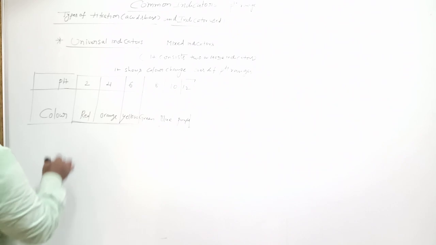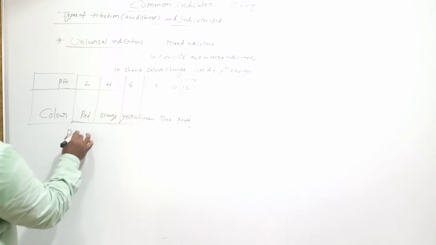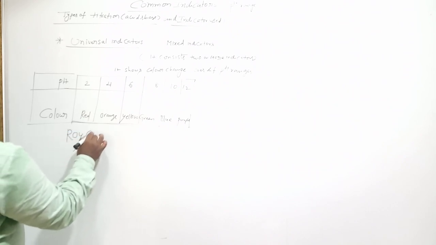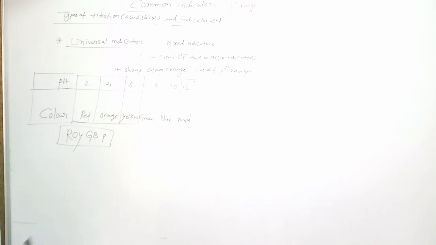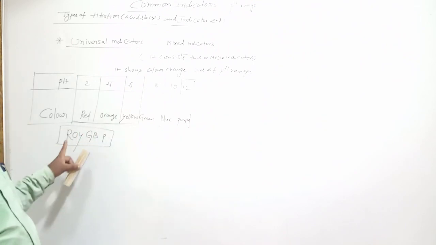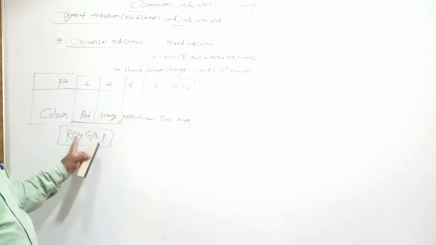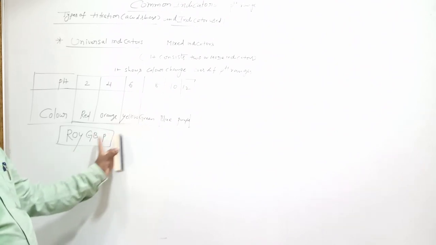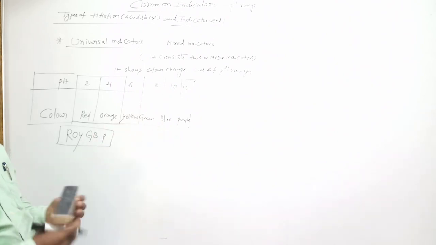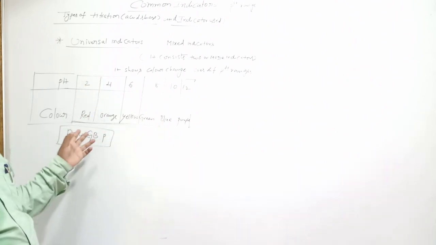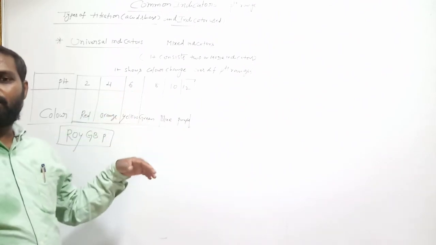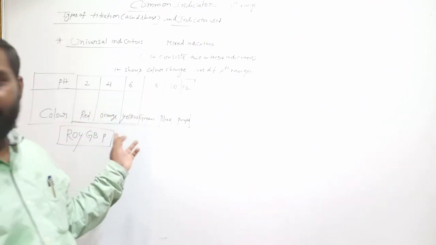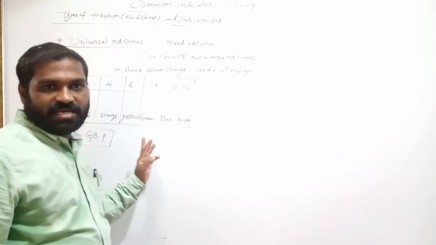Simple short trick: ROYGBP. Red, orange, yellow, green, blue and purple. So the universal indicator shows these colors at these different pH ranges. Two or more indicators together is called a universal indicator.